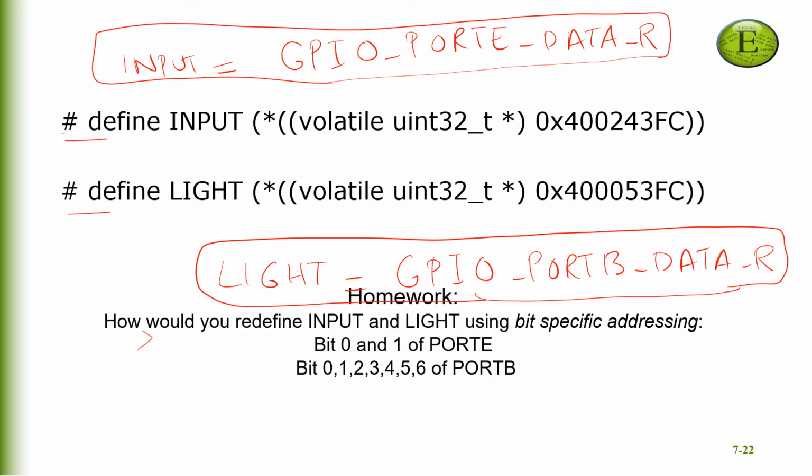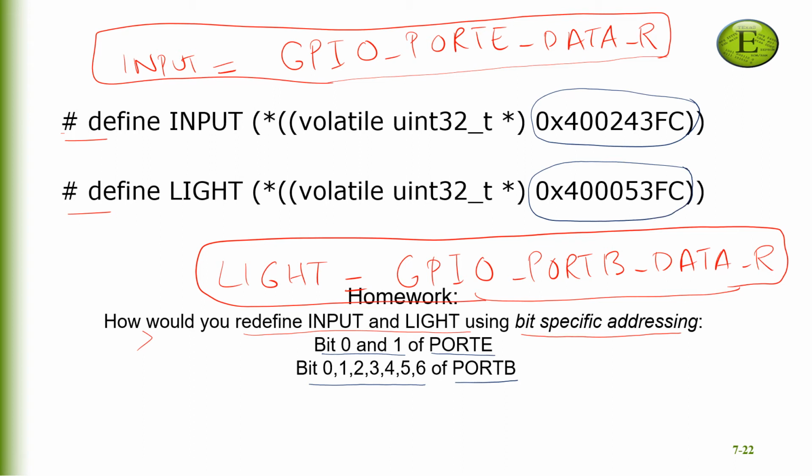Now, as a part of your homework exercise, you're required to redefine the inputs and the outputs using bit-specific addressing, noting that we don't want to access the data of the whole port. In fact, we just want to access bit 0 and 1 of port E and bit 0 through bit 6 on port B. So therefore, these addresses, which are the base address of port E and the base address of port B, are going to be changed in the definition. Everything else will remain the same.